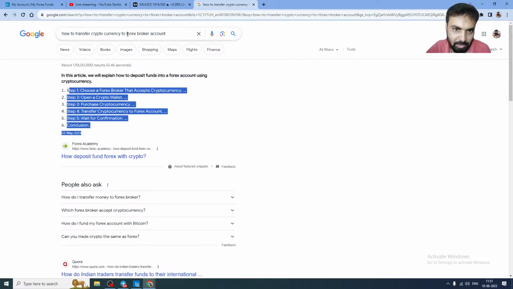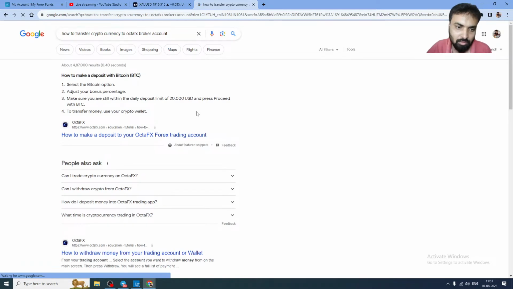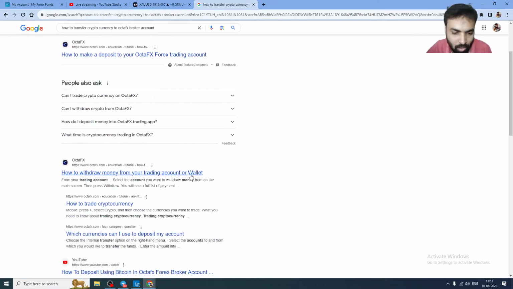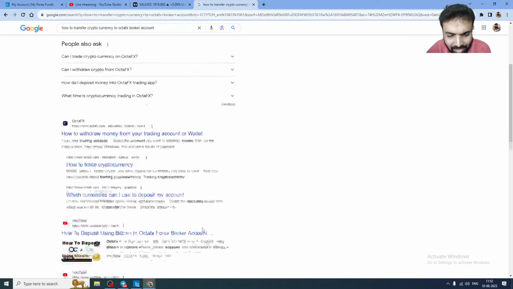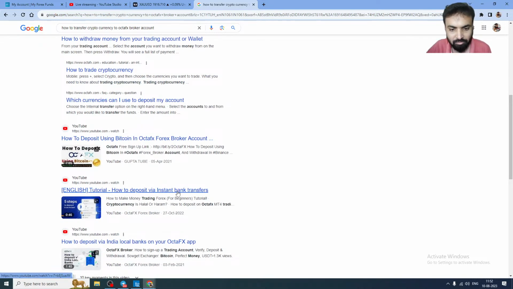Or maybe you can put in a specific broker, like OctaFX. They have given how to deposit in OctaFX for forex trading. If you go here, they will give you step by step how I can transfer through a wallet, how I can trade cryptocurrencies, how I can transfer the crypto, everything they have given. You can see Bitcoin in OctaFX videos. But you say, you need to give me. You are a mentor, you need to give me. So that attitude you need to change.